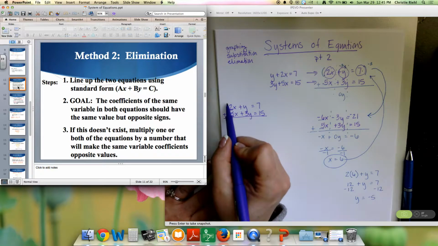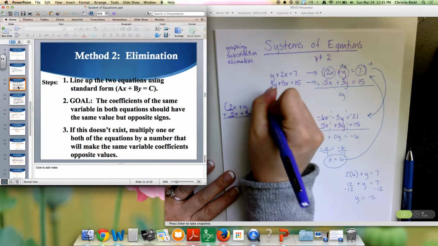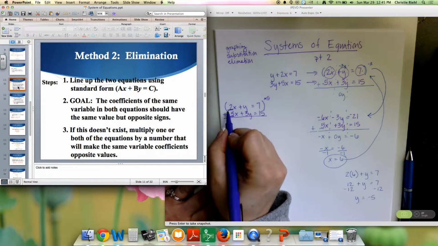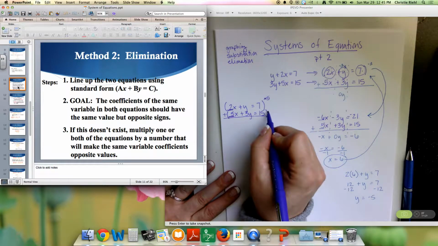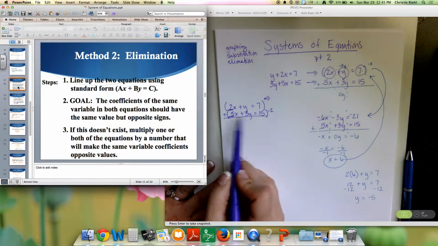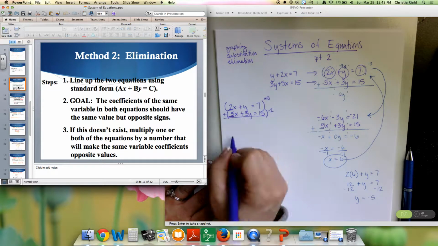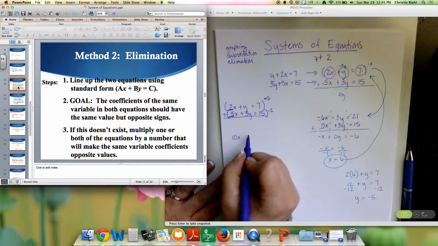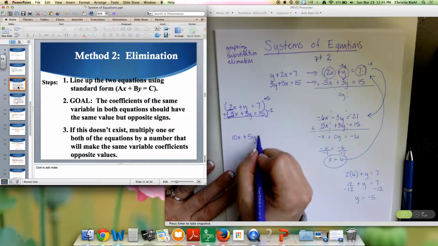So in order to make this 10x, I would need to multiply everything by 5. And in order for this to be the opposite of 10, it would need to be -10. I would need to multiply everything in here by -2. And if I multiplied the 5 by -2, I would get -10. So let's do that. Positive 5 times 2x is 10x. Positive 5 times y is 5y. Positive 5 times 7 is 35.